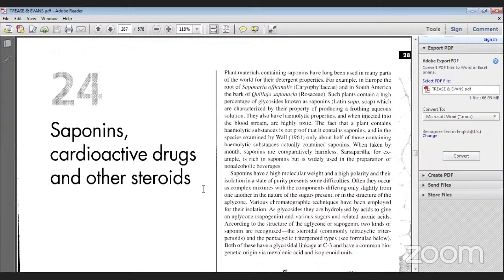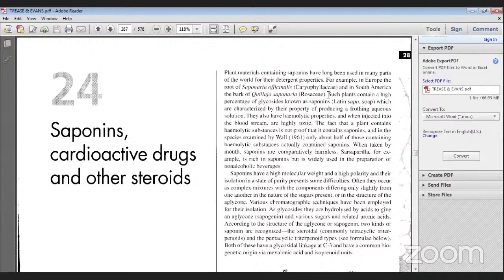So, next is the saponin glycosides. The word saponin is derived from the Latin word sapo, which means soap. So, these are the glycoside containing drugs which have the soap forming property or the froth forming property.